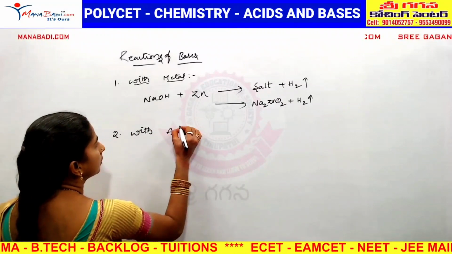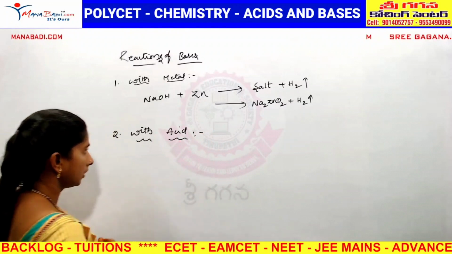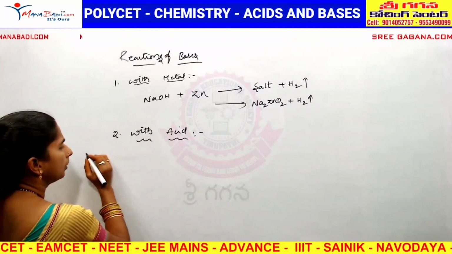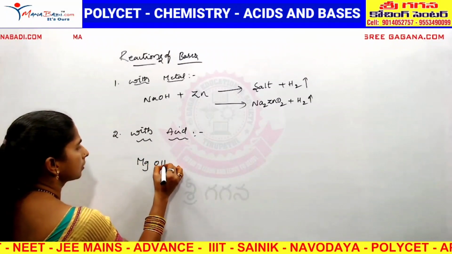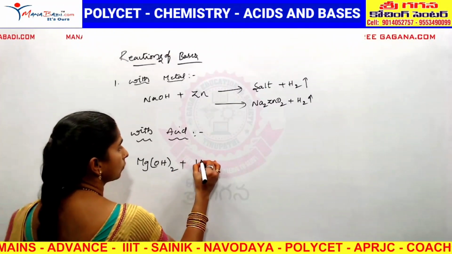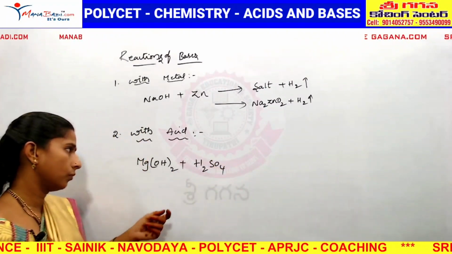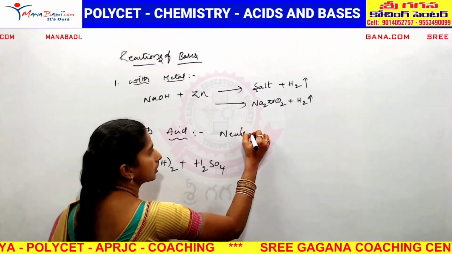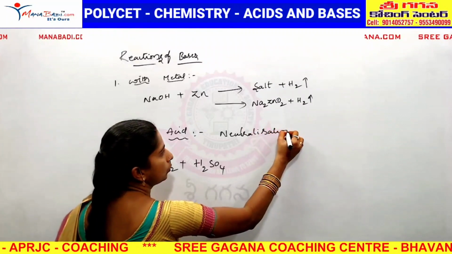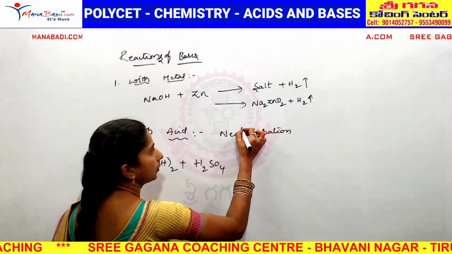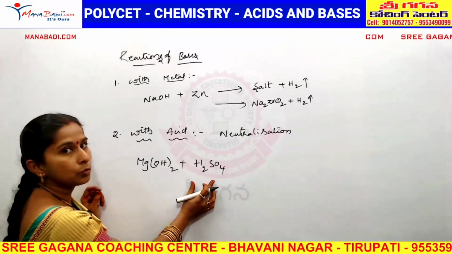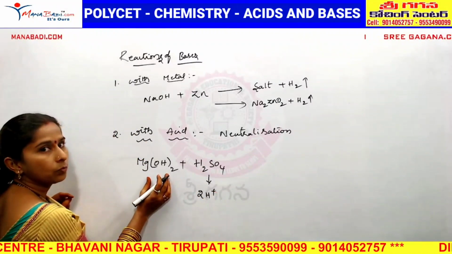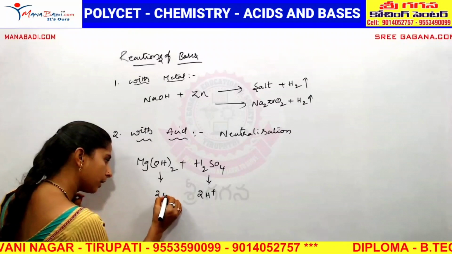And with acid, NaOH, we have already seen this example, and Mg(OH)2 plus H2SO4. Here this is a neutralization reaction. We already discussed how neutralization takes place. Here I am going to explain. H2SO4 is releasing 2 H plus ions and Mg(OH)2 is releasing 2 OH minus ions.